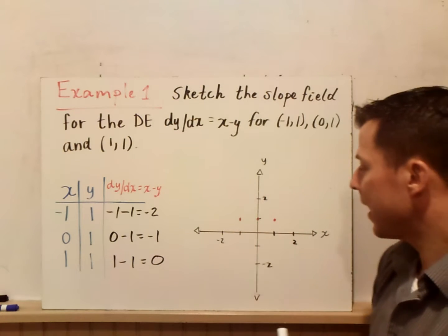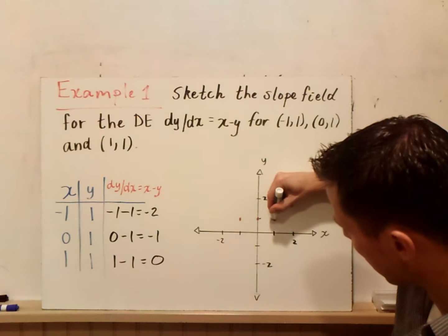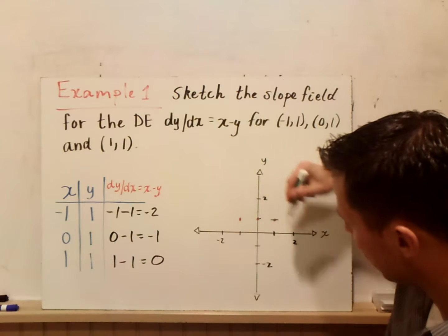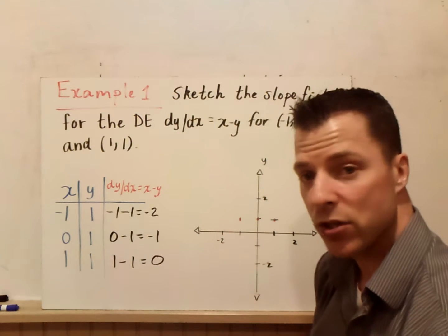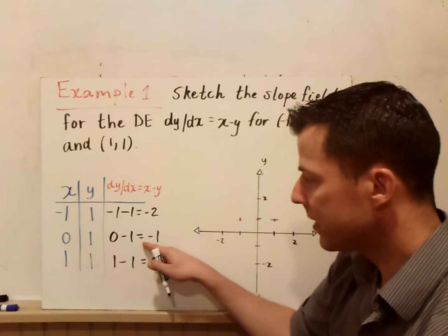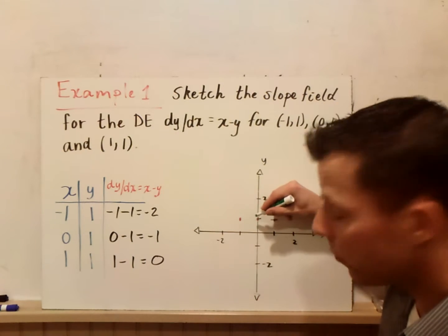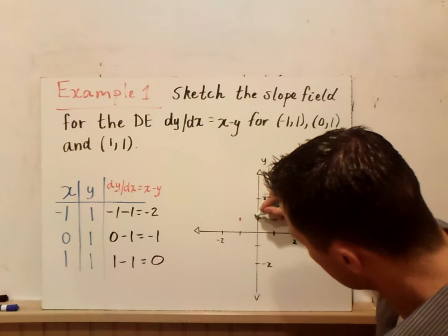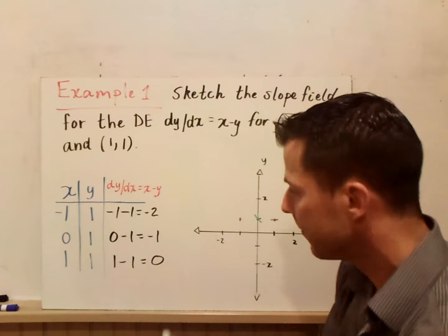So I have the three dots. At (1, 1), I'm going to make a horizontal line. That little green line represents the slope at that point of my differential equation. If I use (0, 1), 0 minus 1 is negative 1. So I'm going to try to draw a slope that's negative 1. At (0, 1), I'm going to draw the slope down like that, what I think looks like negative 1.